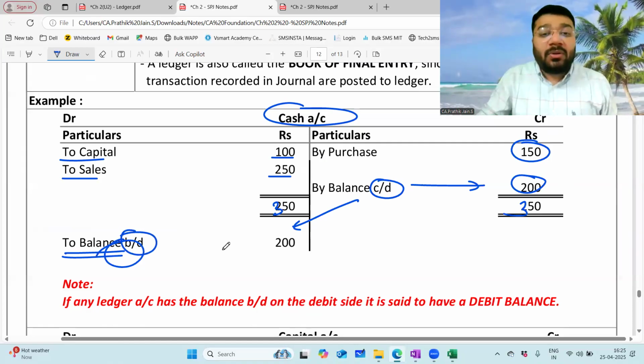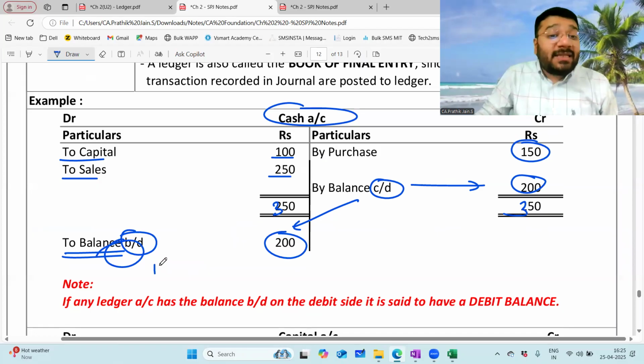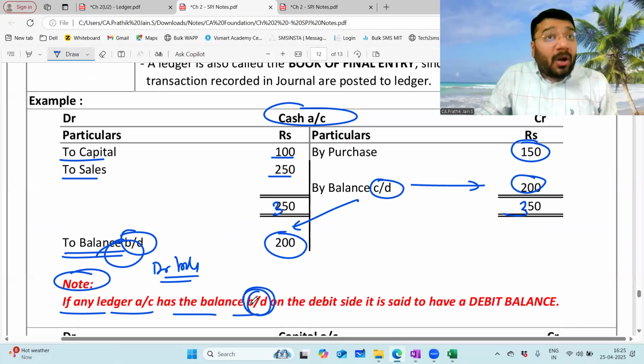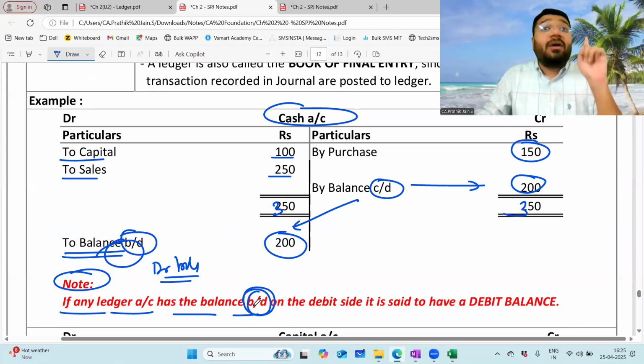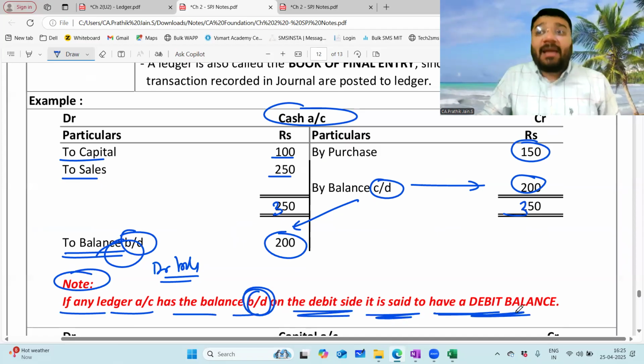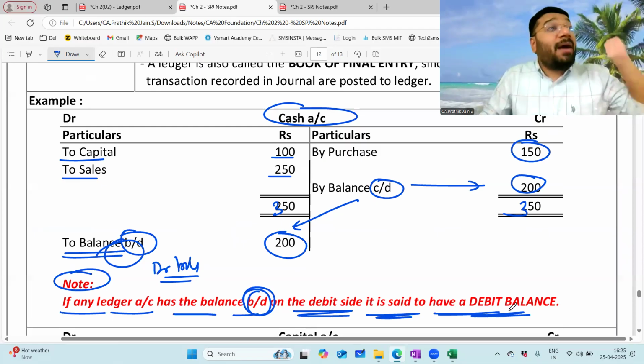To balance brought down 200 on the debit side means this particular ledger is having what balance? This ledger is having debit balance. So I've given a note here. If any ledger account has the balance brought down, I didn't use the word carry down, I used the word brought down, on the debit side, it is said to have a debit balance. That particular ledger is having debit balance.